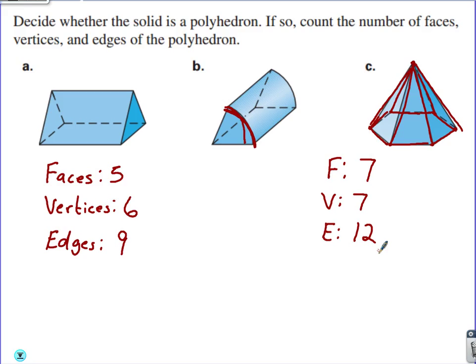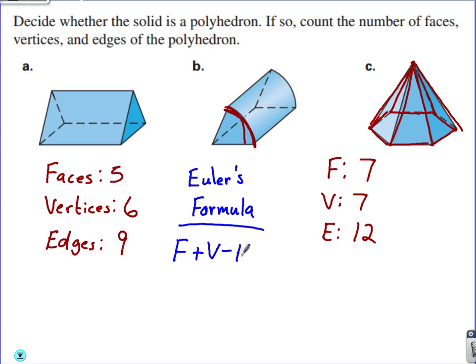Now I do want to show you this. This is Euler's formula. This is one of those extra information, kind of like the Heron's formula I gave you last time. Here's what it says. F plus V minus E. I want you to see the relationship between your faces, your vertices, and your edges. Take your first problem. Add your faces and vertices and subtract your edges. What do you get?